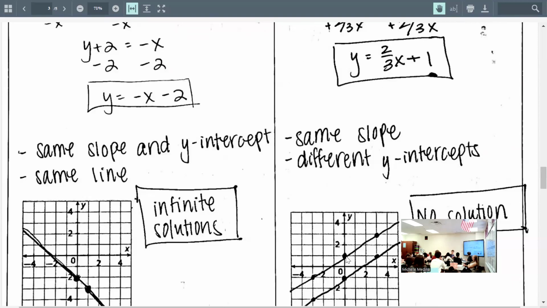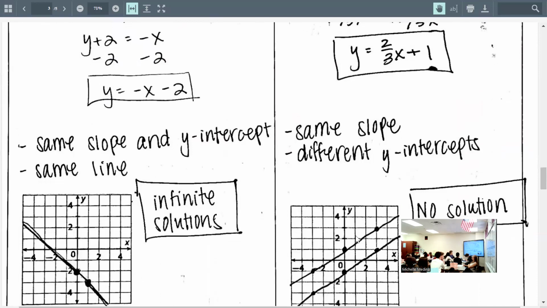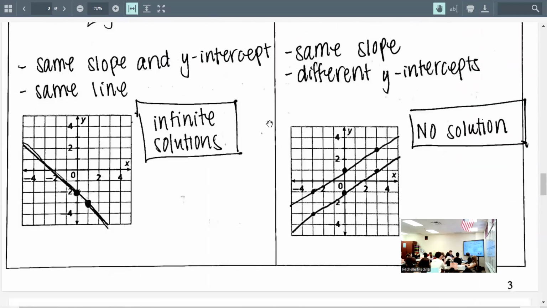And then plot it. What you should have noticed is that these lines are not touching. When I look back at my equations, they have the same slope, different y-intercepts. Yeah, these are 1s, but one of them is negative. So they're different locations. So no solution. Good. Any questions? All right.